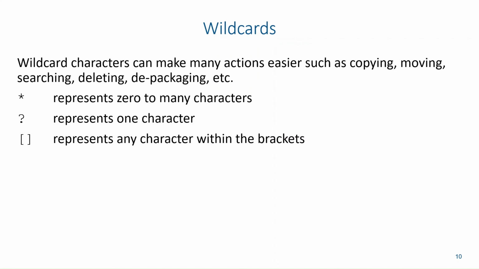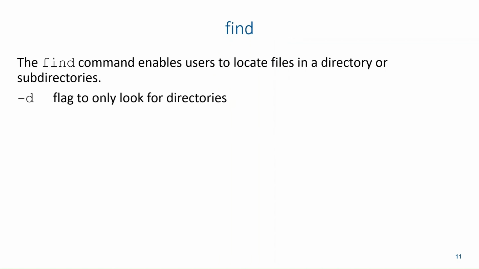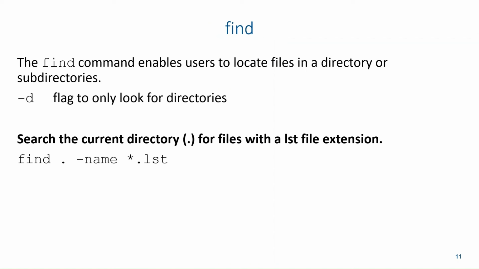To show you how this will work, let's look at the find command. The find command basically allows us to locate files in a directory or subdirectory. If we use the -d flag, it will only look for directories. So for example, if I want to search the current directory, which is the dot directory, for files with the LST file extension, I would say find, and then dot would mean look inside the current directory. We're going to look for any files with a name that includes anything, which is the star, with a file extension of .lst at the end.